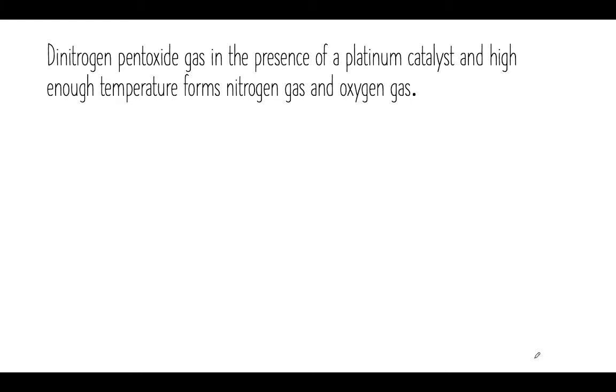Okay, so this is a question that's describing a reaction. What we have to do is write the word equation, the skeleton equation, as well as the balanced equation. So dinitrogen pentoxide gas in the presence of a platinum catalyst and high enough temperature forms nitrogen gas and oxygen gas. Okay, so if I was to write the word equation for this, I know that we're talking about dinitrogen pentoxide.